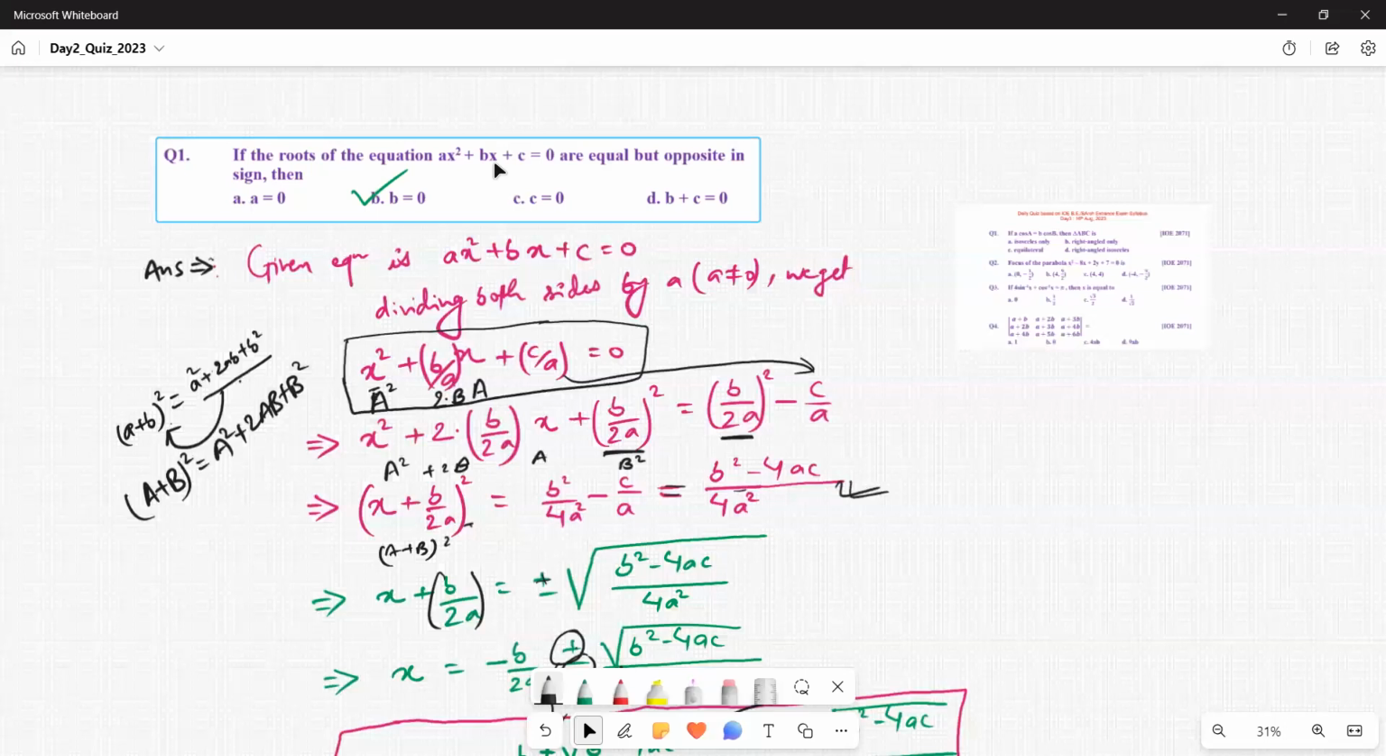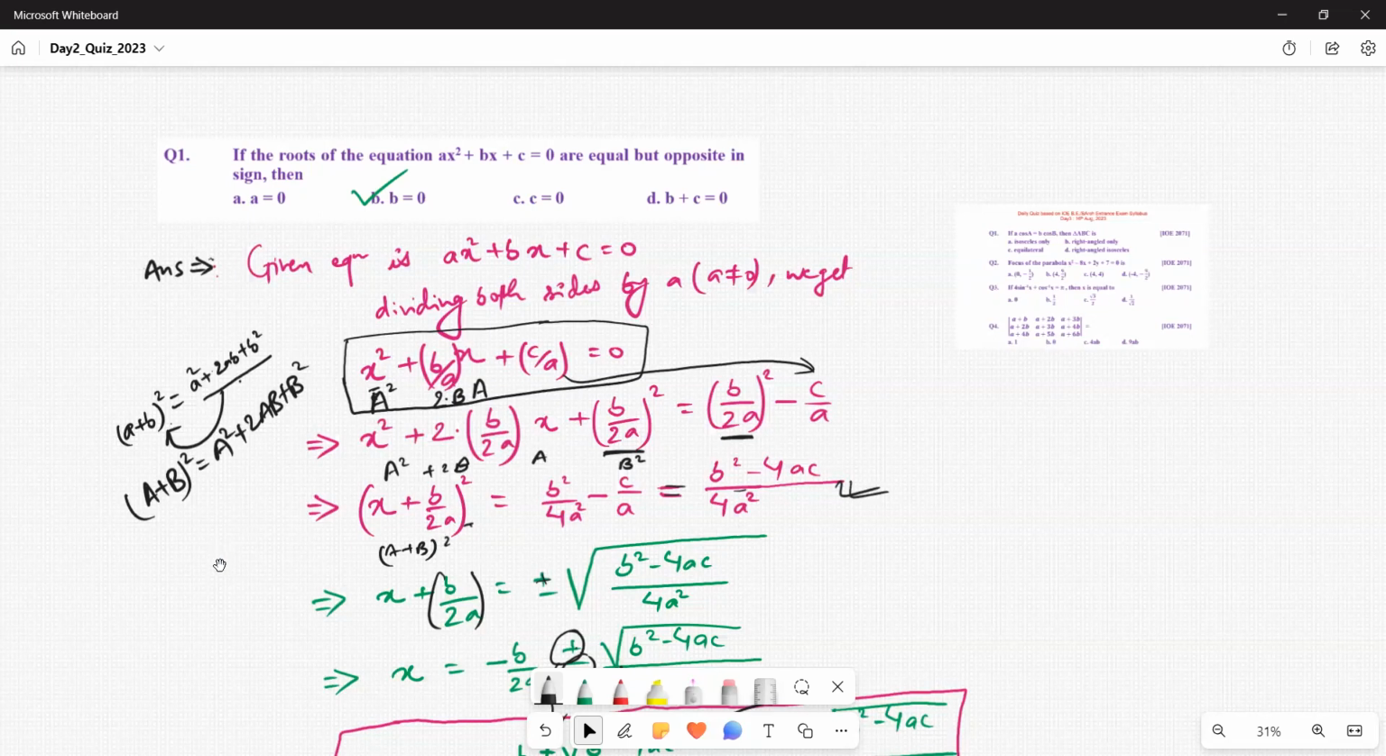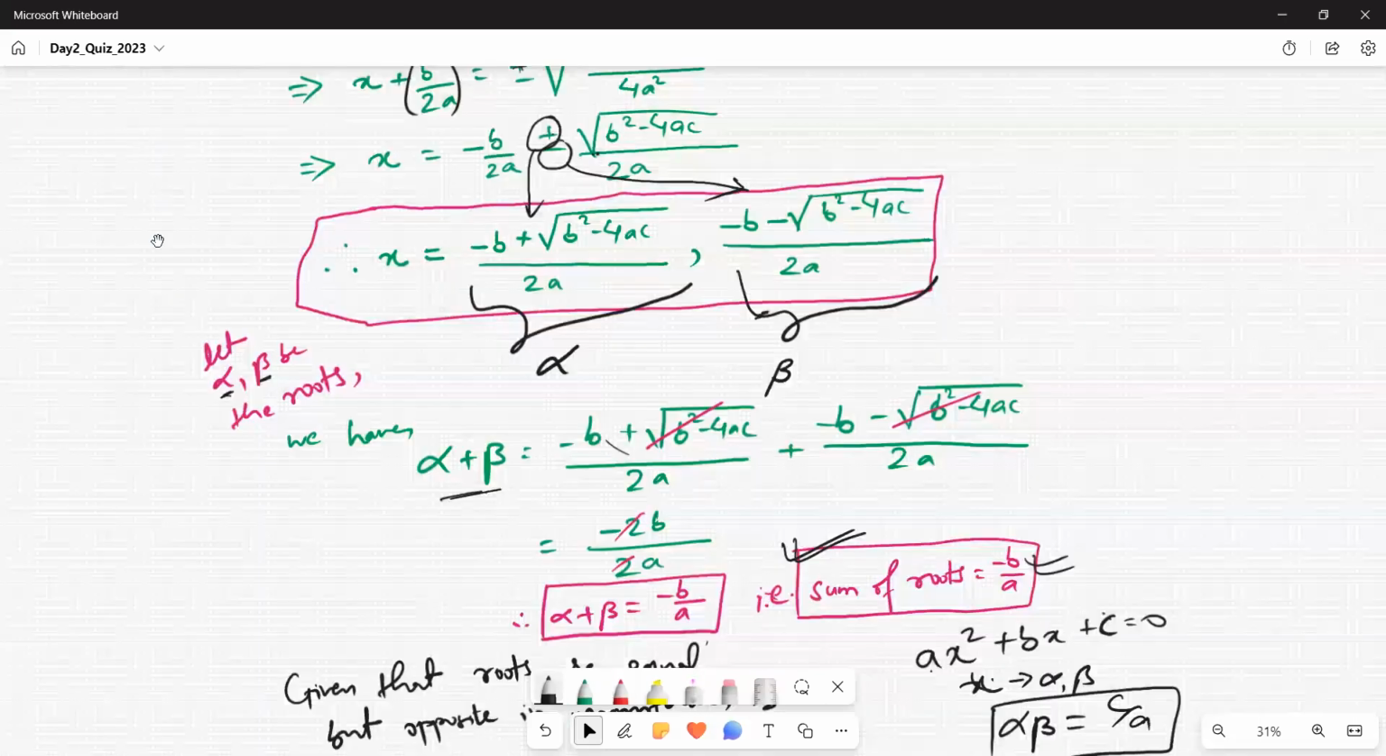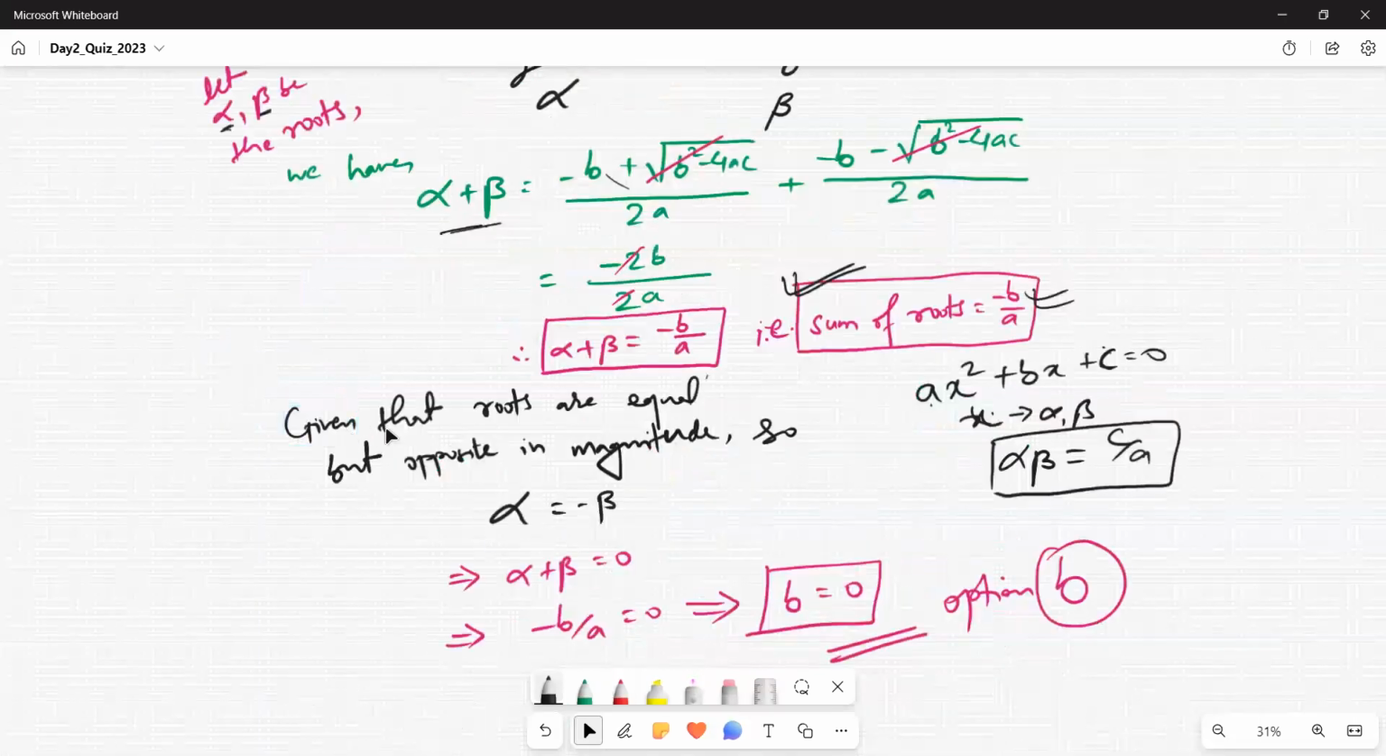If the roots of the equation ax square plus bx plus c are equal but opposite in sign. So if we let alpha and beta be the roots of this equation, then alpha and beta are equal in magnitude but opposite in sign, right? So that means alpha equals what? Minus beta, according to the given condition that the roots are equal but opposite. So alpha equals minus beta.